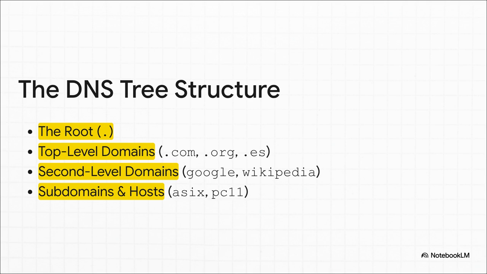From the root, it branches out into the big categories, the top-level domains, or TLDs. You know these as .com, .org, or country codes like .es. Then you get the second-level domains, the unique names people register, like Google or Wikipedia. And from there, you can get even more specific with subdomains and individual computers, or hosts.